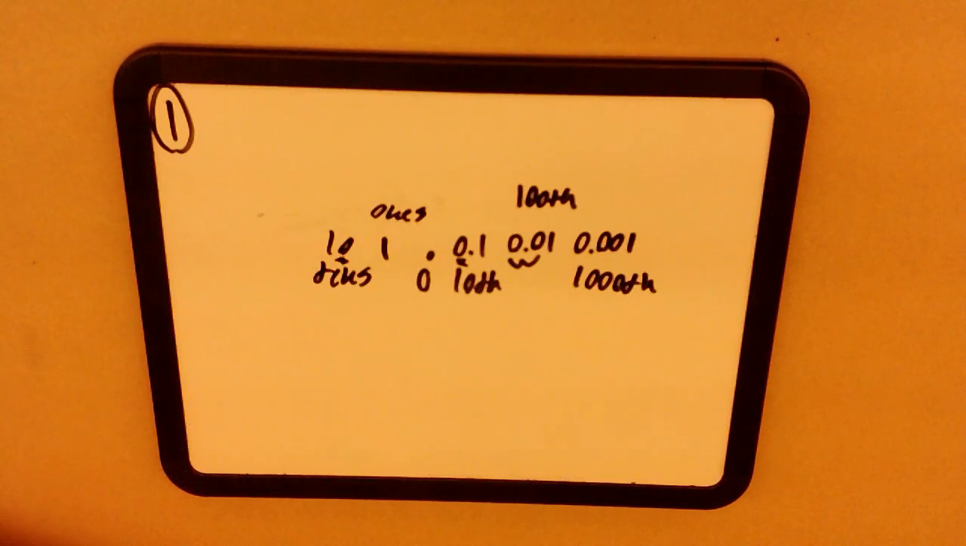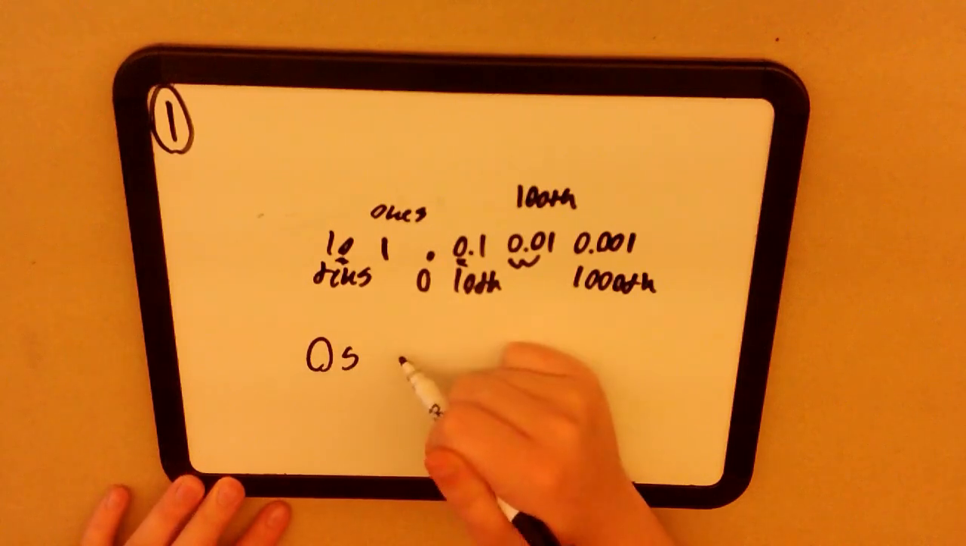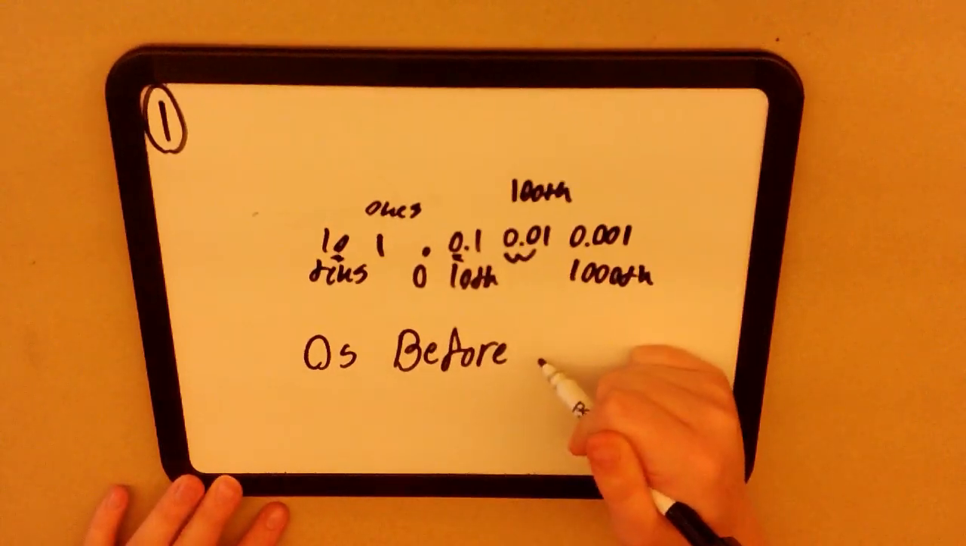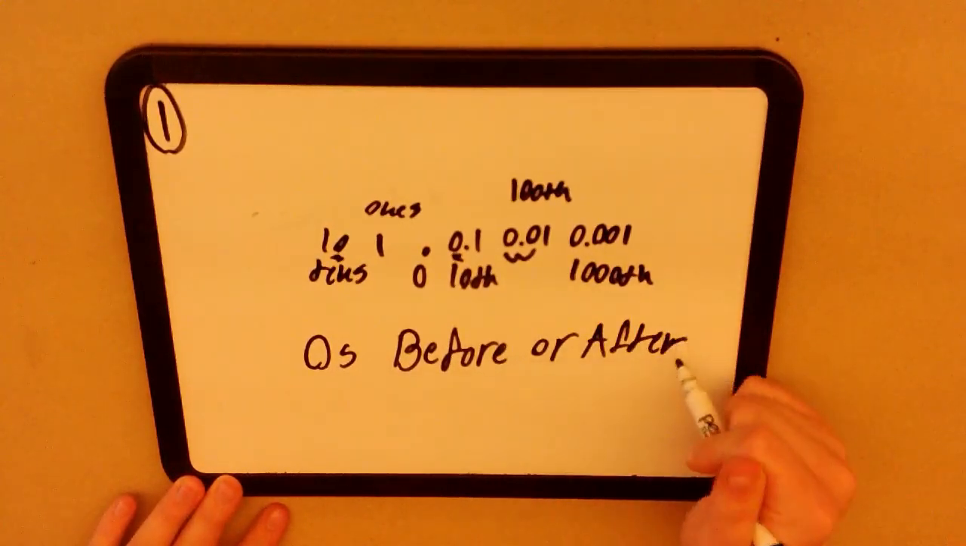And basically, the way I can kind of explain this is that 0.1 is 10 backwards, and 0.01 is 100 backwards.